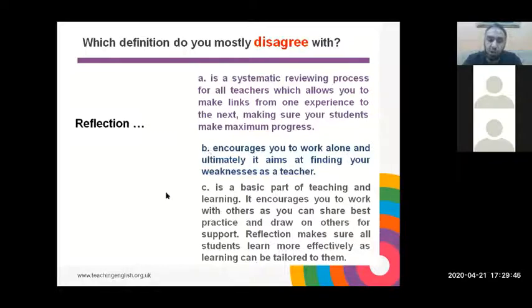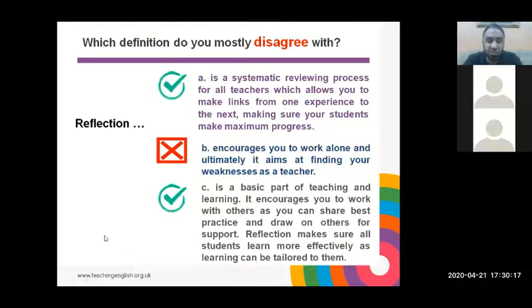Okay, so I have here one opinion that tells me that I don't agree with the second one, and it's okay, me too. I don't agree with the second one because reflection is not working alone. You are not working alone inside the class. You are working with your colleagues. Your colleagues are going to give you their feedback about your work, and your colleagues are going to reflect on your work, and you are going to reflect on their work. So this is letter B. We can't agree with letter B, and that's right.